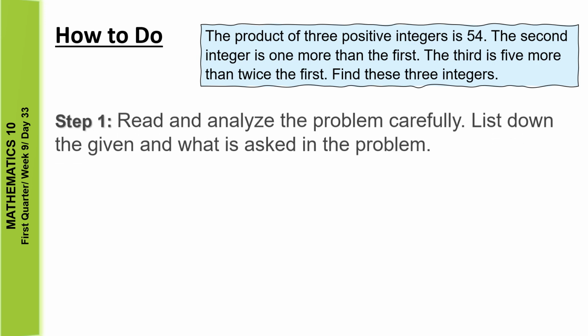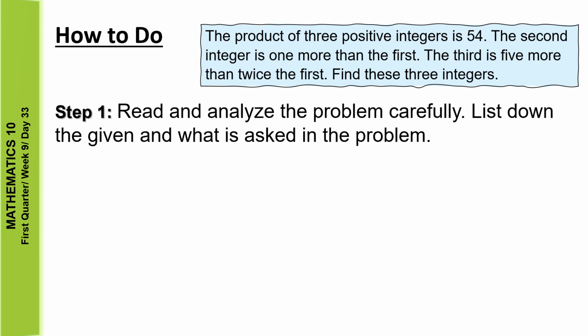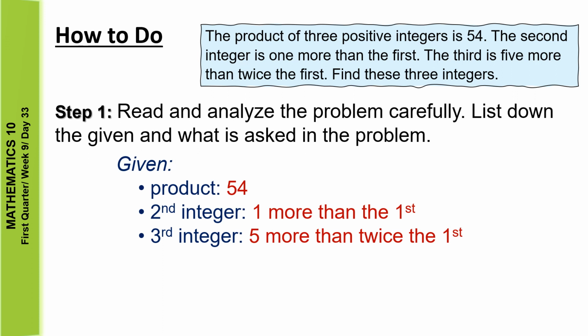Step 1. Identify the given. The given are: the product of three integers is 54. It is also given that the second integer is 1 more than the first. The third integer is 5 more than twice the first. Next, what is asked in the problem? You are asked to find these three positive numbers. Can you follow? Let us proceed to the next step.